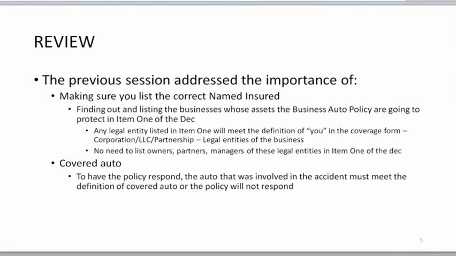They're already covered. Second thing, to have the policy respond properly, you must make sure the accident was caused by a covered auto. To have the policy respond, the auto that was involved in the accident must meet the definition of covered auto, or the policy will not respond. These are the two important steps to make sure the liability is properly covered. Do we name the right business, and do we have the autos that will be considered a covered auto?